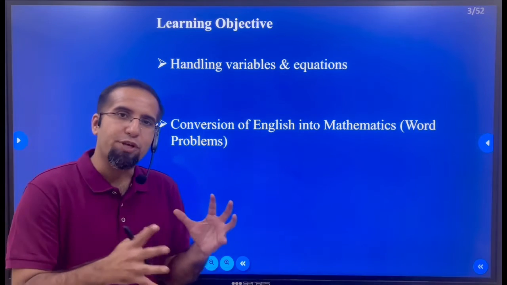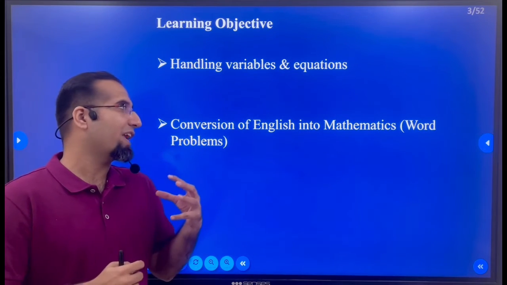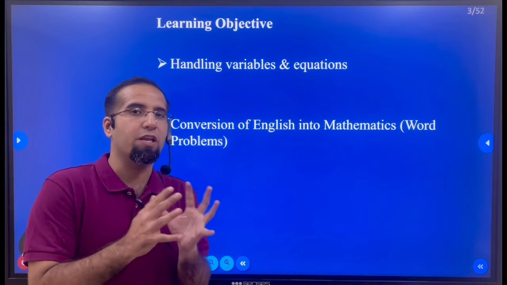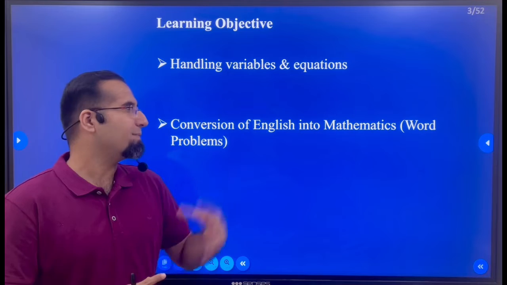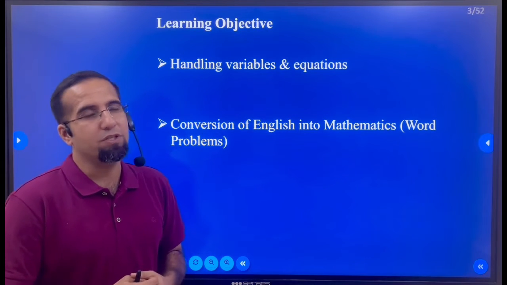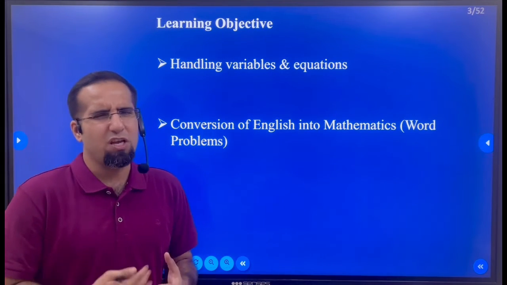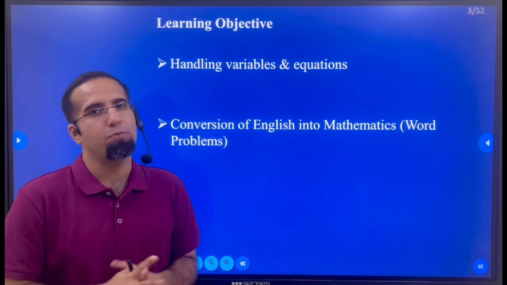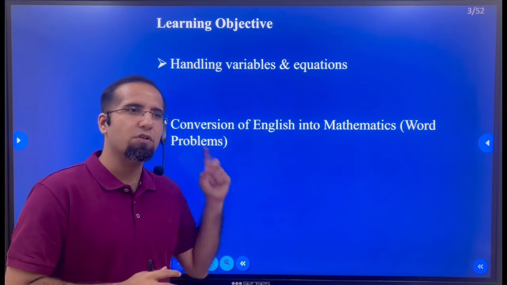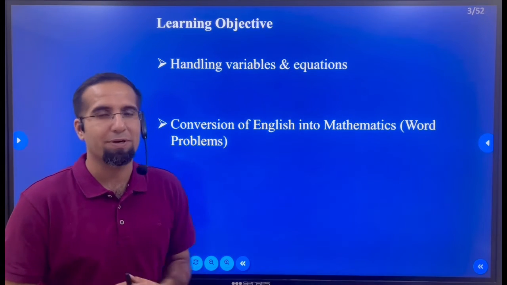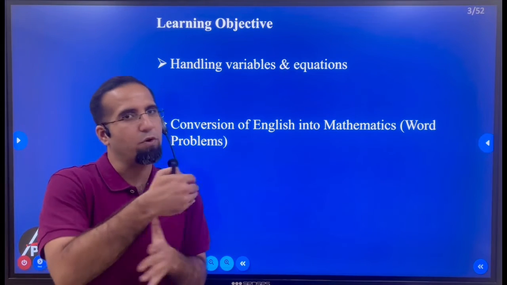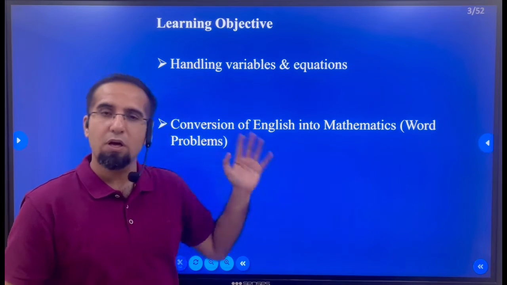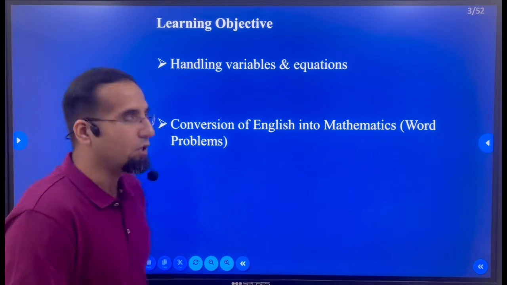Now, what are the learning objectives when we are looking at this chapter called linear equations? The major learning objective is learning how to handle variables and equations. The second most important objective is conversion of English into mathematics, which in short is nothing but word problems. Arithmetic as a unit has all the word problems in it, so it becomes very important for us to understand how to convert English into mathematics, which means given words, I convert them into variables and equations. Once I have variables and equations, we also need to learn how to handle them.